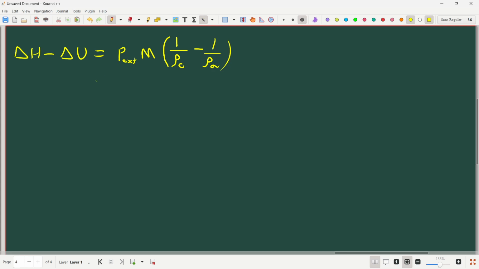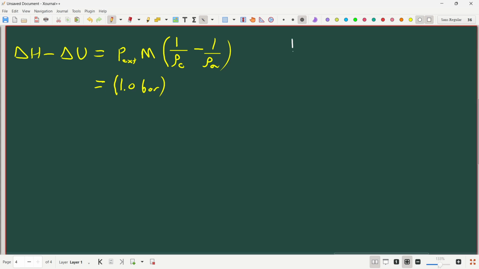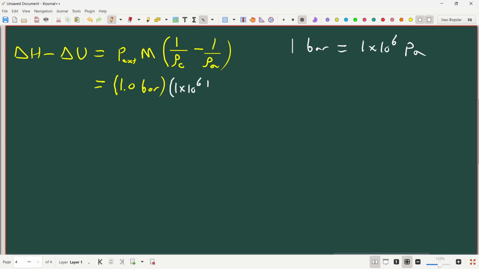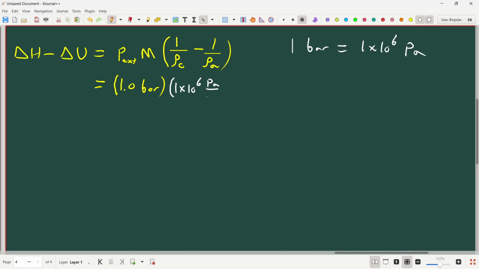Okay, and so I gave you all these values. The external pressure is going to be 1 bar. We need to get that into metric units. So 1 bar is equal to 1 times 10 to the 6 pascals, so we're going to multiply that by 1 times 10 to the 6 pascals per bar.